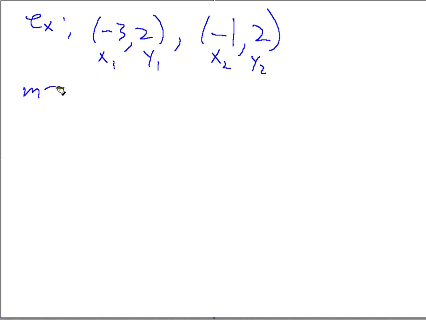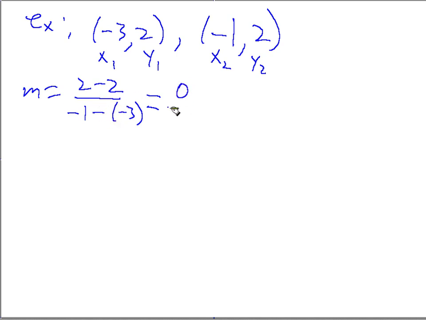Okay, so that means m is going to be what? Well, y2 minus y1, so 2 minus 2, no big deal. x2 minus x1, so negative 1 minus negative 3. Again, negative 1 is x2, minus x1, that is, negative 3. Plug in the missing parentheses for negative numbers. Okay, again, always write down the slope formula. I didn't do that here for you, but you should do that on the homework.